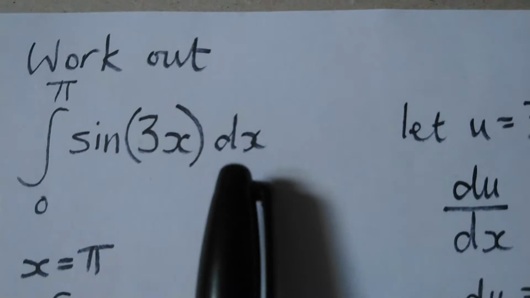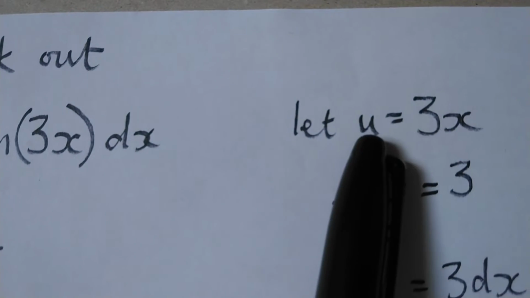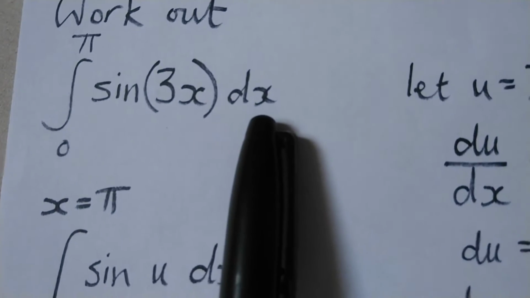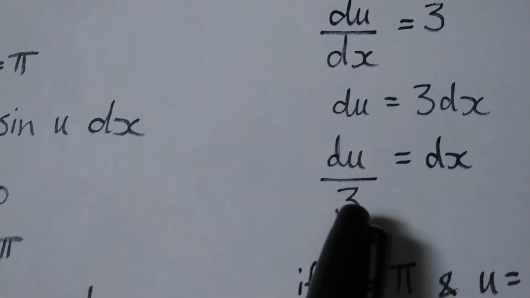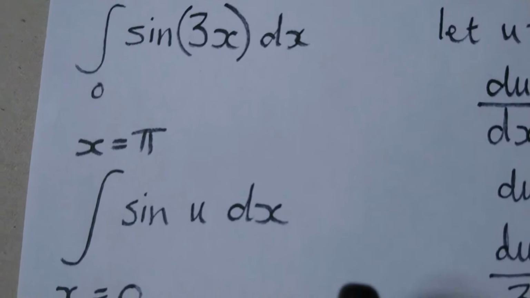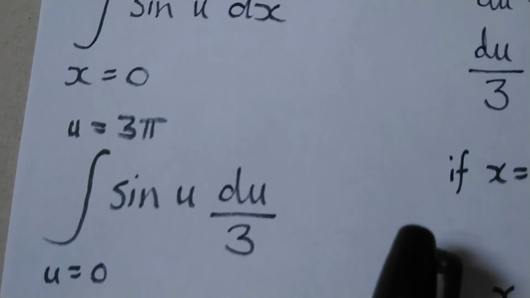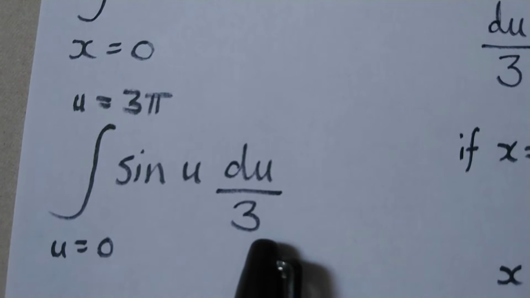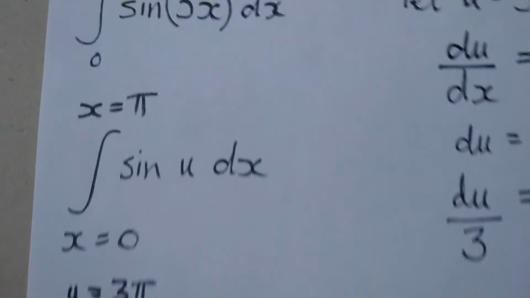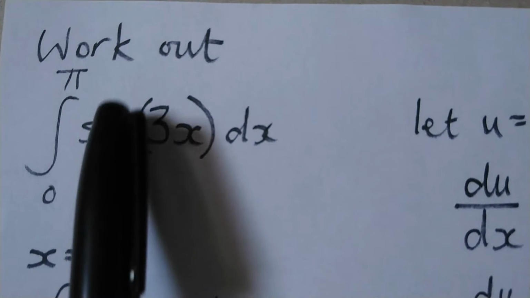So this allows us over the next couple of steps to replace the 3x with u and replace the dx with du over 3. Okay, so sine 3x becomes sine u and the dx becomes du over 3. But this is a definite integral, so we have limits here, 0 and pi.